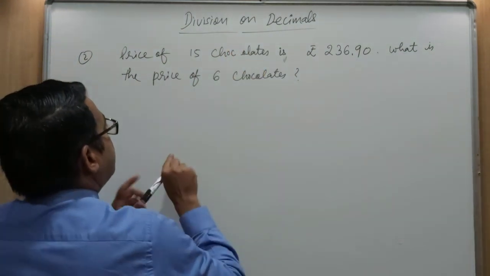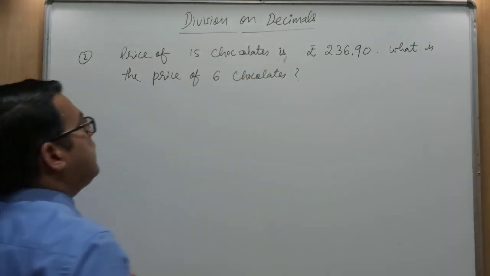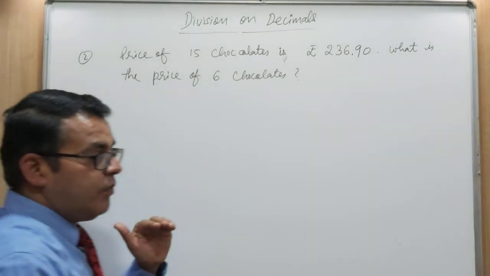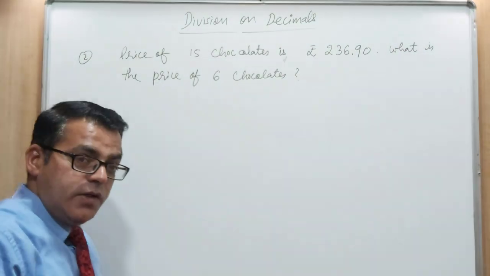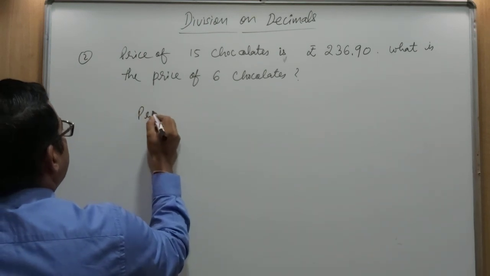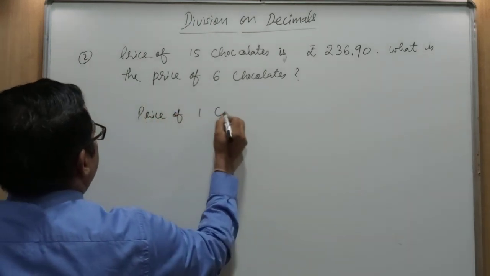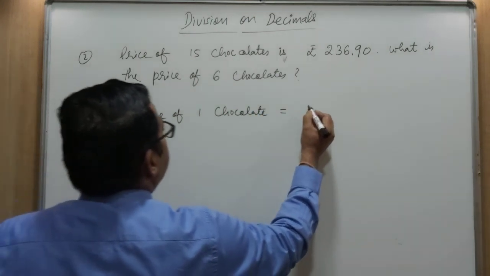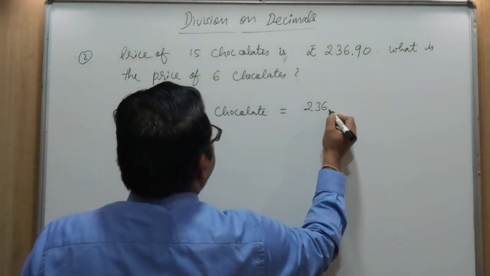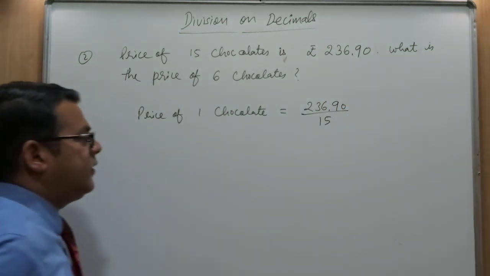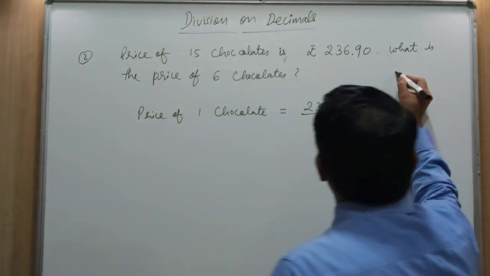H will not come here. This is chocolates. Right? So what to do now? First you need to find the cost of the price of one chocolate. So first what to do? Price of one chocolate. How we can find it? By dividing 236.90 by 15. Now let's divide it first.